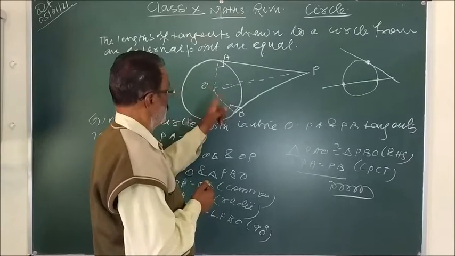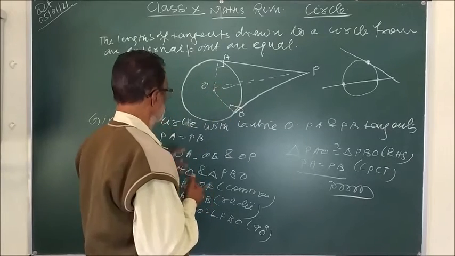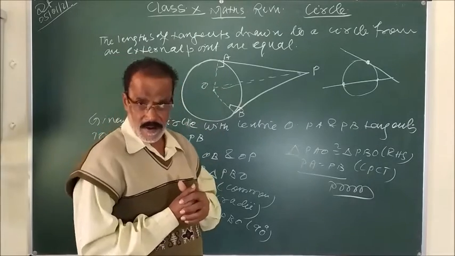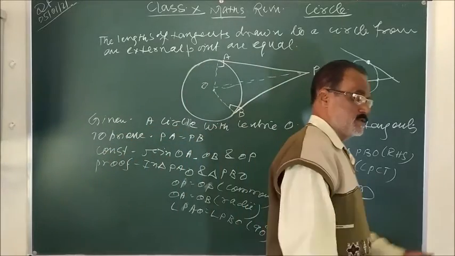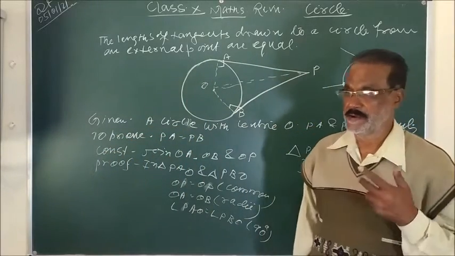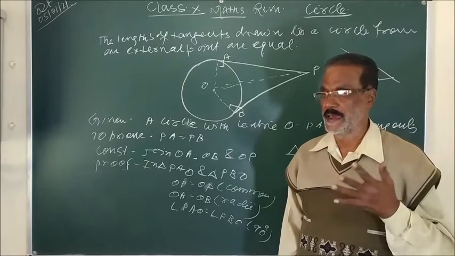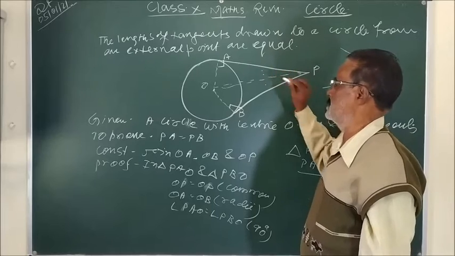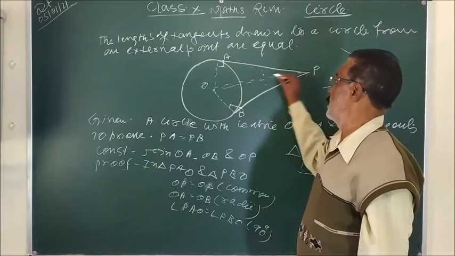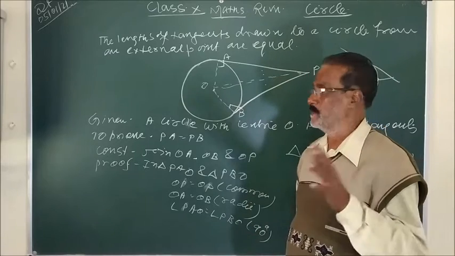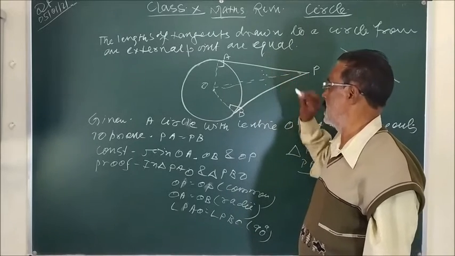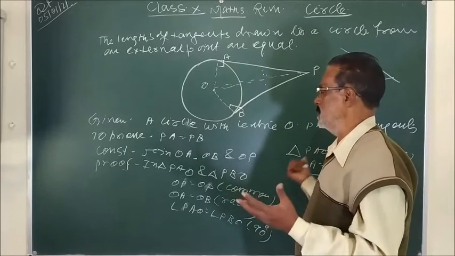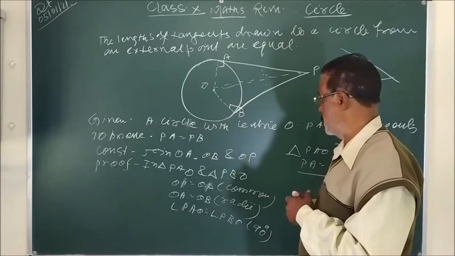Join OA, OB and OP. Now you see in these two triangles, we will try to prove congruence. The congruency theorems are RHS, AAS, SAS, ASA. Now you see what quantities are given in this theorem. OP is equal to OP. It is very clear from the figure. OP is common for both the triangles, so they are equal.